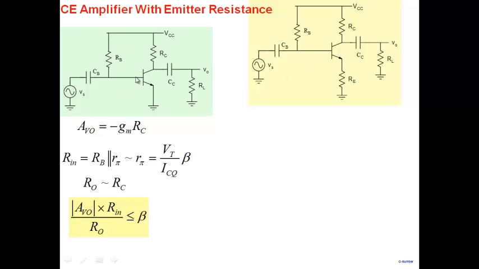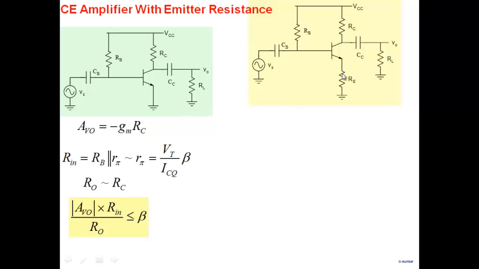So this is the stage that we have here. Just to remind you, its gain is GMRC. Its input resistance is RB parallel RPi, and we'll take RB as much larger most of the time, so input resistance is RPi, which is VT by ICQ times beta. Output resistance is simply RC. And we said these three are related together by this relationship. You can trade one with the other based on this particular relationship.